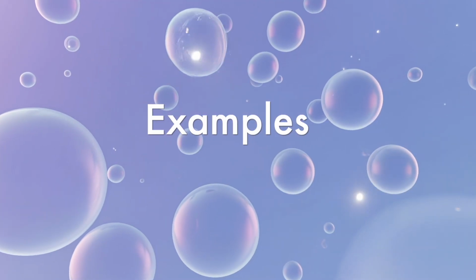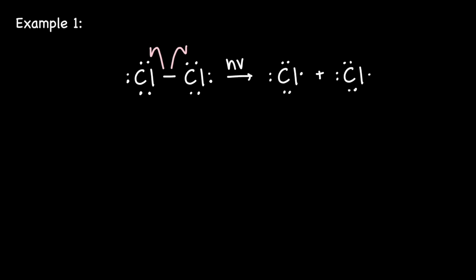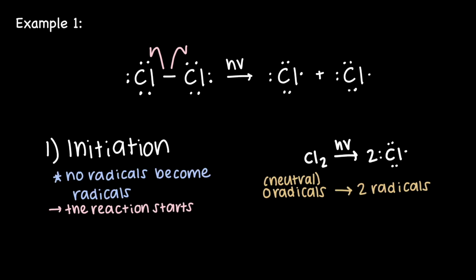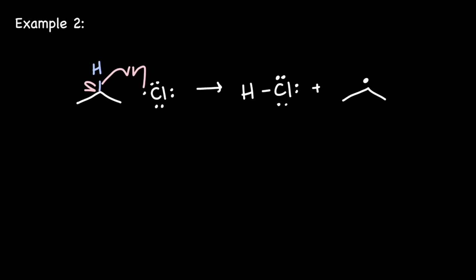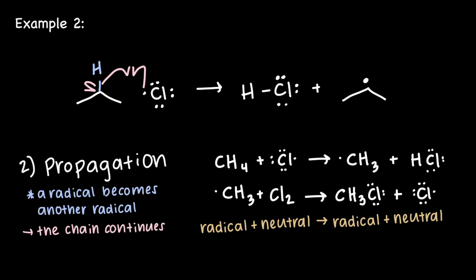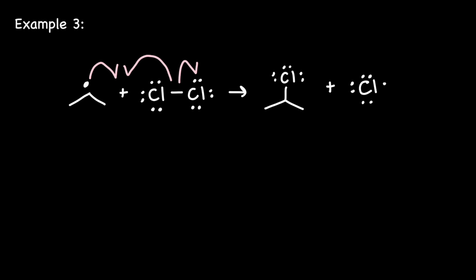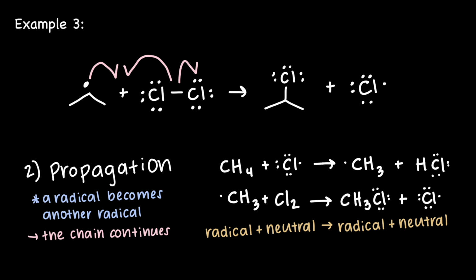Let's do a few quick practice examples. Chlorine gas reacts under ultraviolet light to form 2 chlorine radicals. This is initiation because radicals are being created. A chlorine radical removes a hydrogen atom from propane to form hydrochloric acid and a propyl radical. This is propagation because one radical becomes another radical. A propyl radical reacts with chlorine gas to form chloropropane and a chlorine radical. This is propagation because one radical becomes another radical.